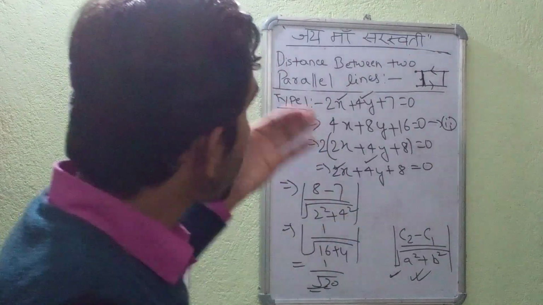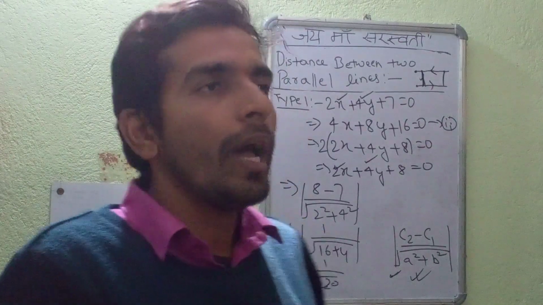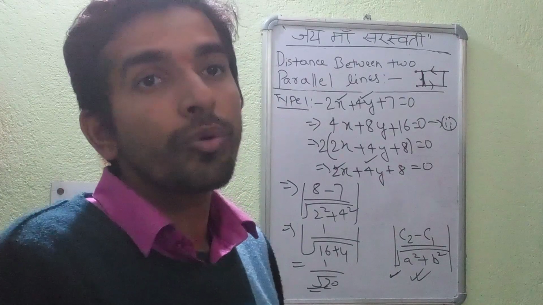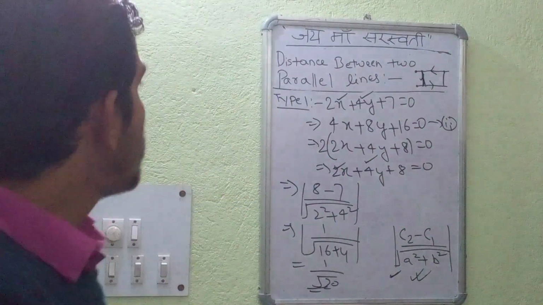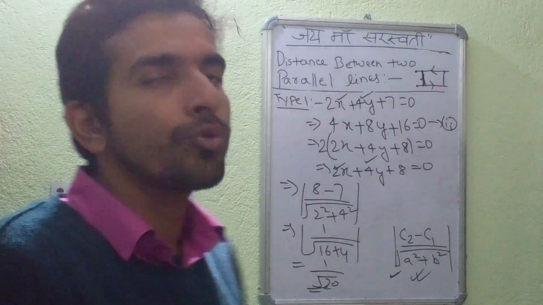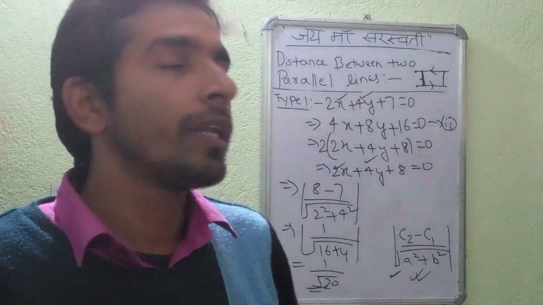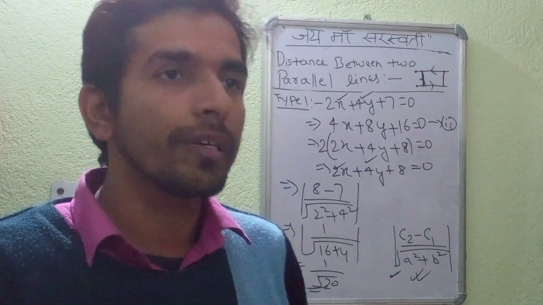So as of now we have covered the concept of the distance between two parallel lines, and we have completed this topic. We have gone through some of the types of questions which may come in the examination. From tomorrow onwards we will be covering an important topic of coordinate geometry, that is the circle.